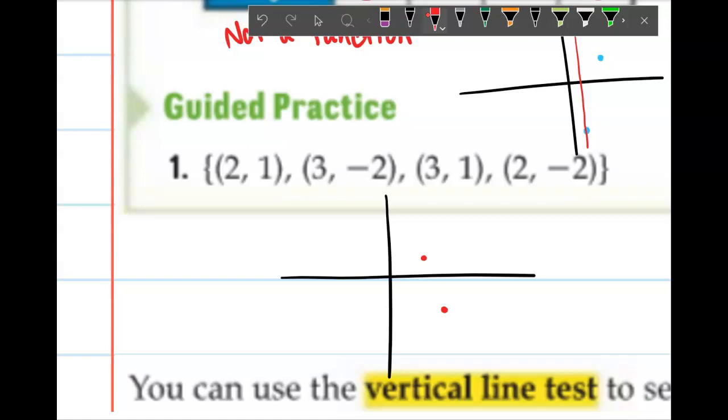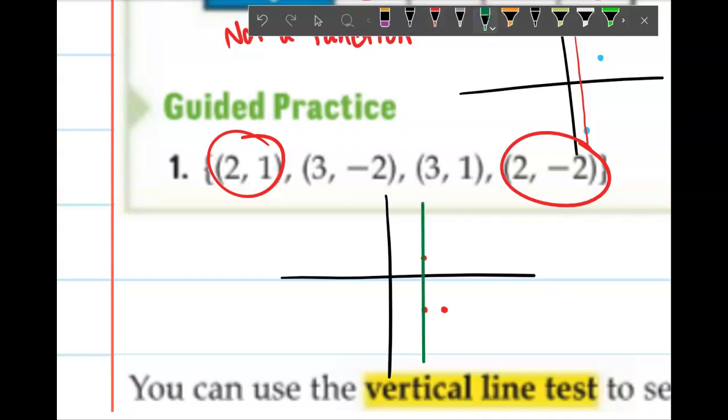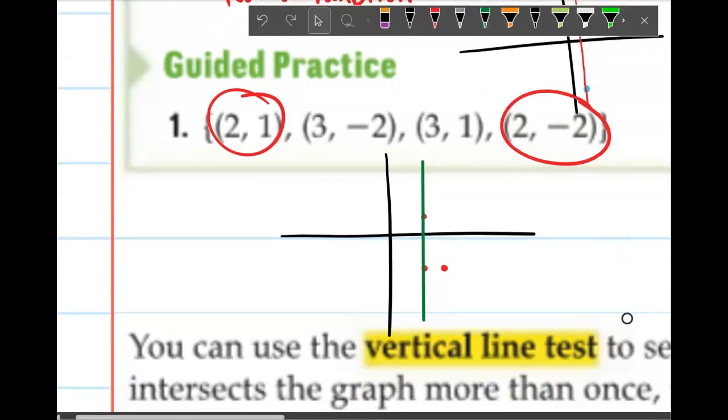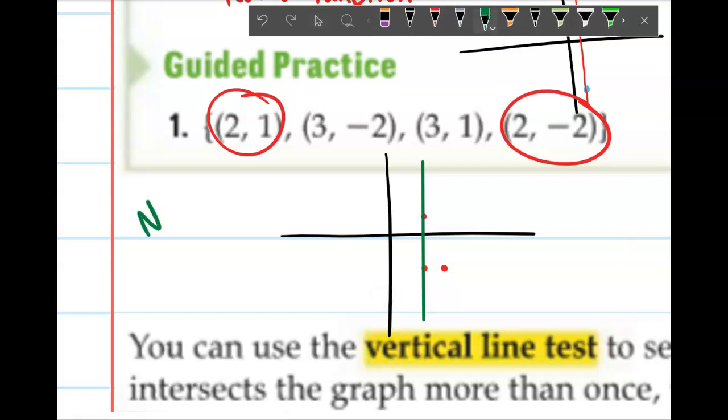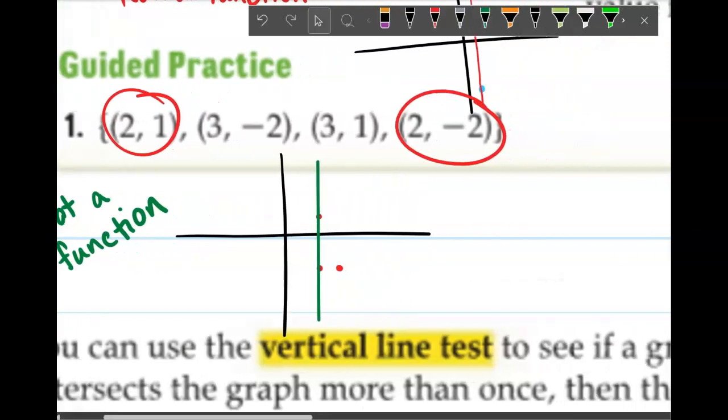All right, let's see. Mostly thumbs down, that's right. It's not a function because 2 doesn't know if it should go to 1 or if it should go to -2. It fails the vertical line test right here. I have 2 points right on top of one another. Therefore, it fails, and we say this is not a function. You don't have to plot all the points to decide. As long as you can see that 2 of the x's repeat, it will not be a function.